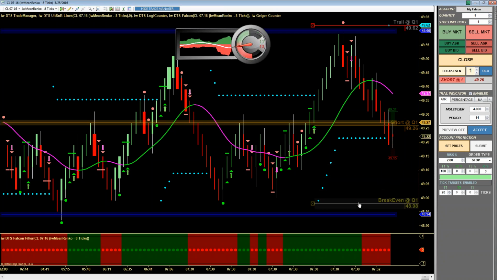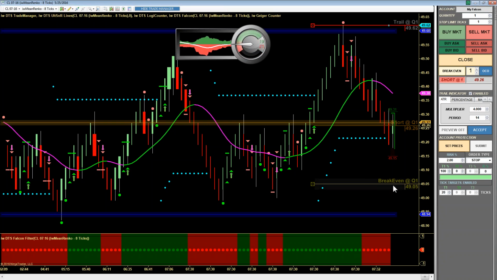Once the trade goes live, you can adjust all these things, right? Say you want to pull your break-even trigger a little bit lower. You don't want to go to break-even until 49.05, let's say. Let's see if we can catch a little bit of a move here. We might get lucky. Come on.